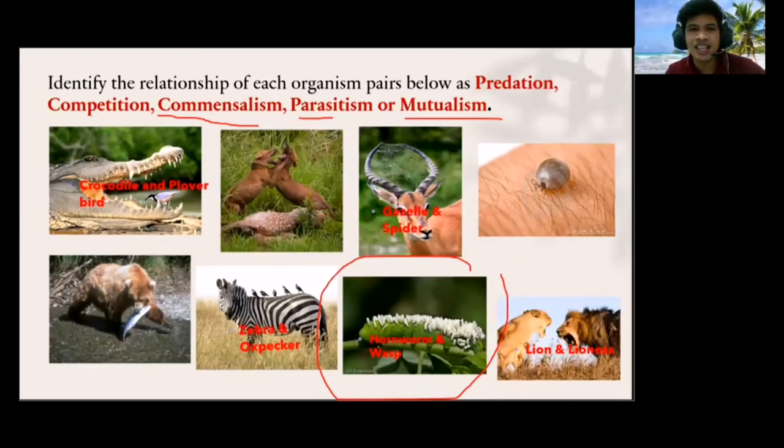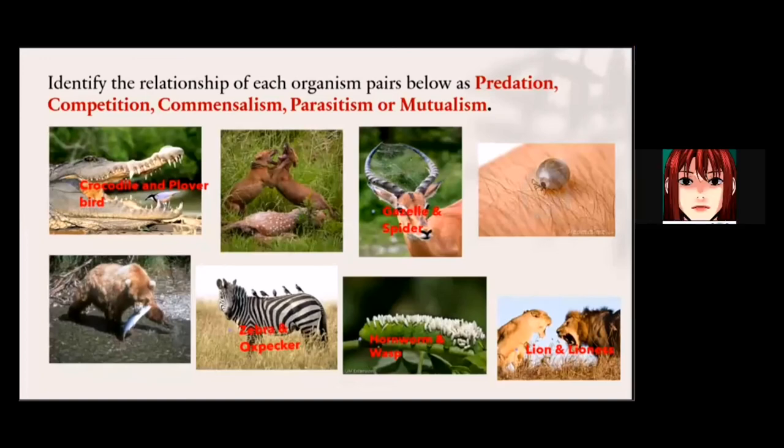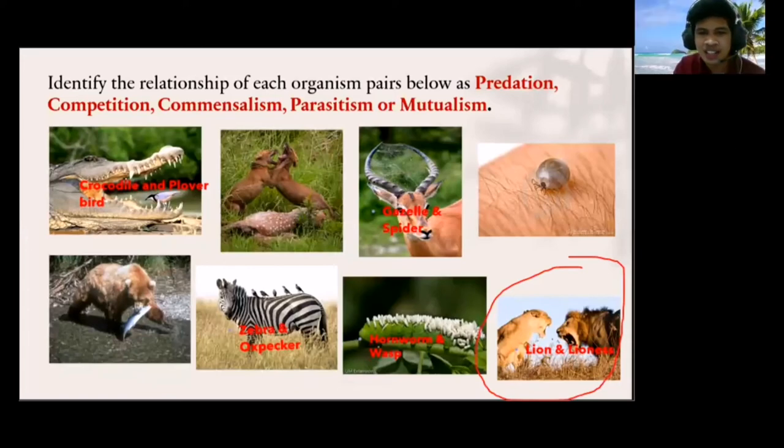This one, the lion and the lioness. How about Gawin? Hello, Gawin. Last one. I'd like Gawin to answer the last one. Competition. Okay, Gawin, are you here? Hello, Gawin. Okay, Gawin is not here. Last one, Q. Hello, Q. Yes. Last one, Q. What is the relationship here? What kind of relationship? The male and the female lion, they are fighting. What kind of relationship?